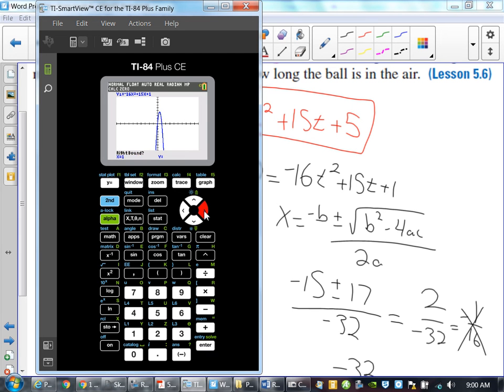The right bound, I'm going to move it to the right. I'm going to hit enter for that one. I'm going to hit guess. I'm going to say it's probably 65 degrees out. And then I'm going to hit enter one more time. It's going to say my 0 is at 1.